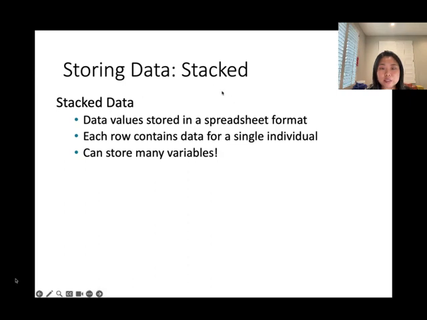Okay, storing data, stacked data. Data values are stored in a spreadsheet format. Each row contains data for a single individual and can store many variables. Okay, this is the requirement for stacked data.